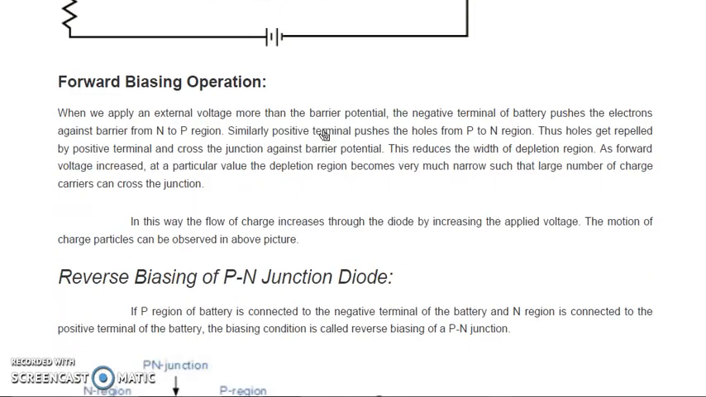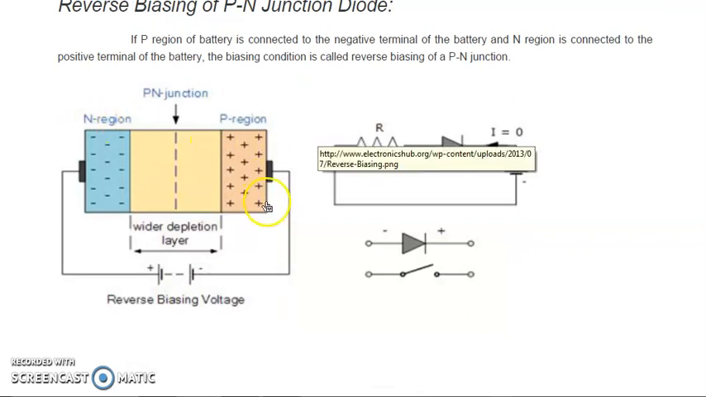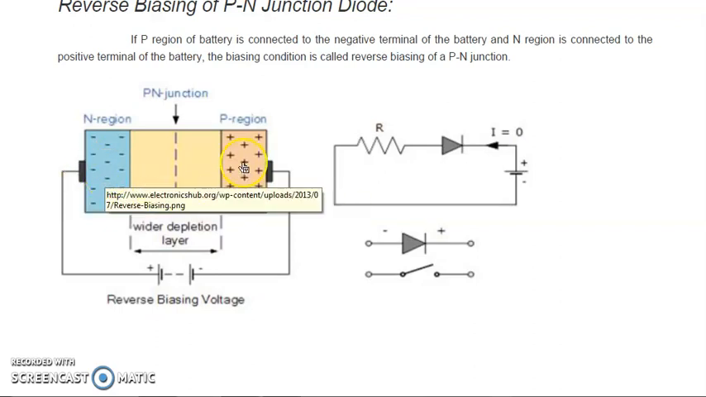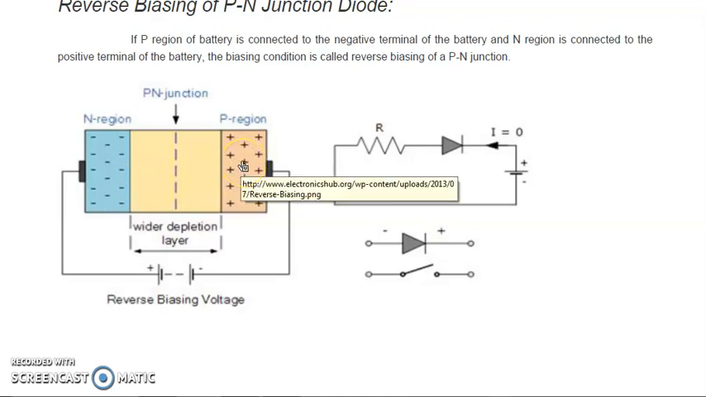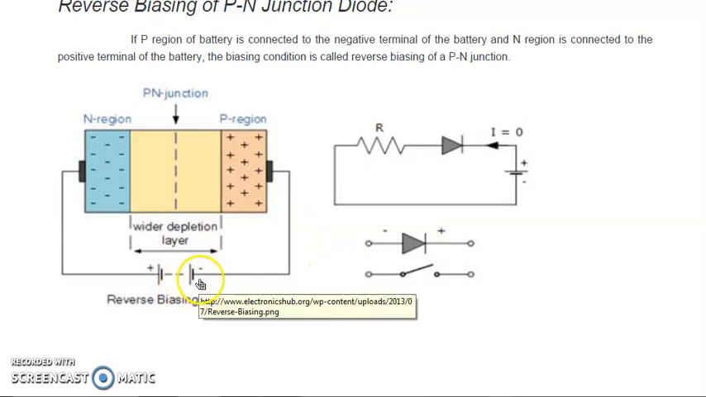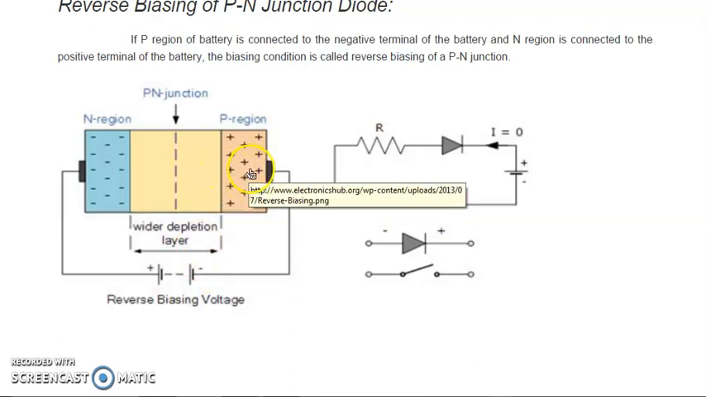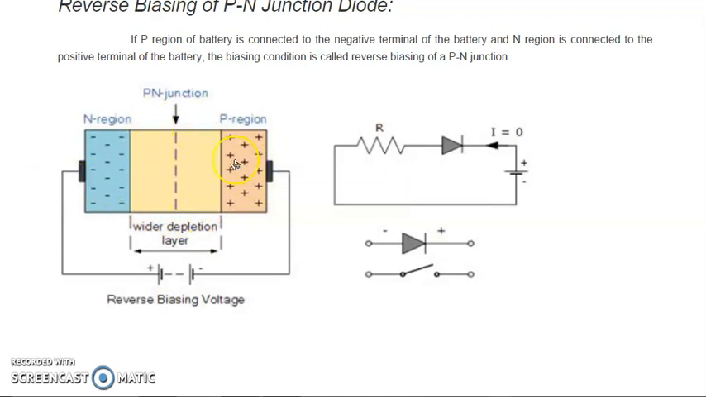Now suppose you are connecting in reverse bias. What do you mean by reverse bias? P you connect to the negative terminal, N you connect to the positive terminal. Once you do that, this positive terminal will pull the electrons towards itself, and when you connect the p type to the negative terminal, holes will be pushed towards this side. Once they are pushed away, this depletion region will increase. The electrons and holes are pulled away, so the depletion layer will increase.